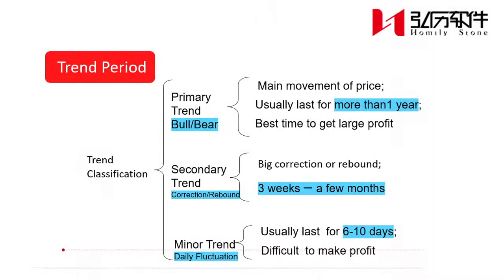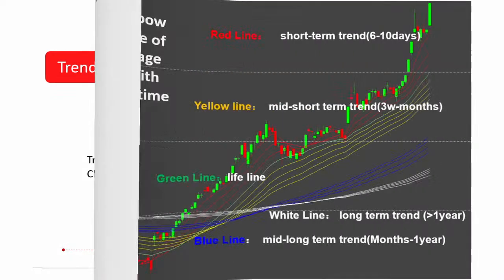And from period, the trend also can be divided into 3 kinds. The first one is the primary trend, the basic bullish or bearish market. This trend will usually last more than 1 year. The secondary trend is the rebound or correction, usually lasting 3 weeks to a few months. And the minor trend is the daily fluctuation, 6 to 10 days. So this is the trend direction and the trend period.